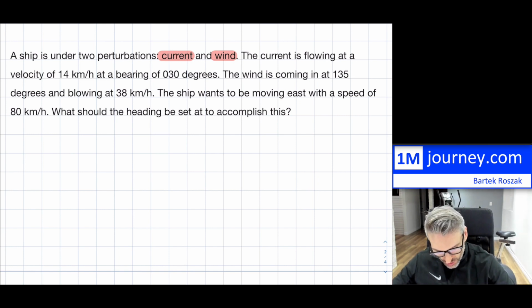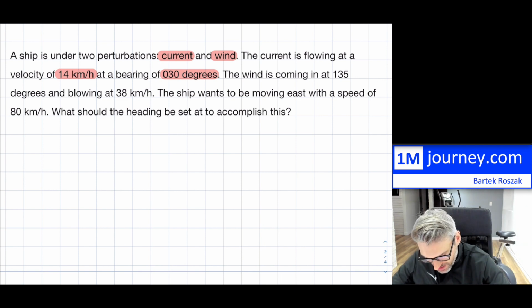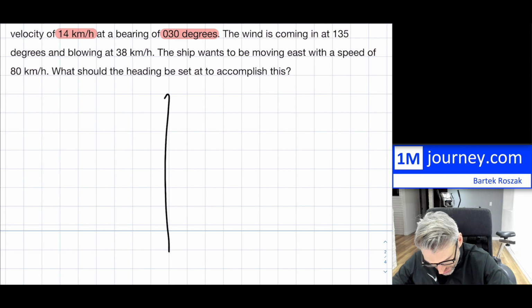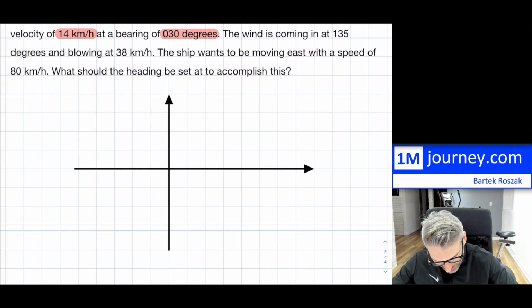So here it tells us that the current is flowing at a velocity of 14 kilometers an hour, and it is at a bearing of 30 degrees. So it looks like this is true bearing, which is with respect to north. So if I would draw this out, the current is flowing at a velocity of 14 kilometers at a bearing of 30 degrees. So let's try to draw this out and then see what is actually happening. So I'm going to draw my x-axis. I won't really scale this properly, but let's see what these currents are.